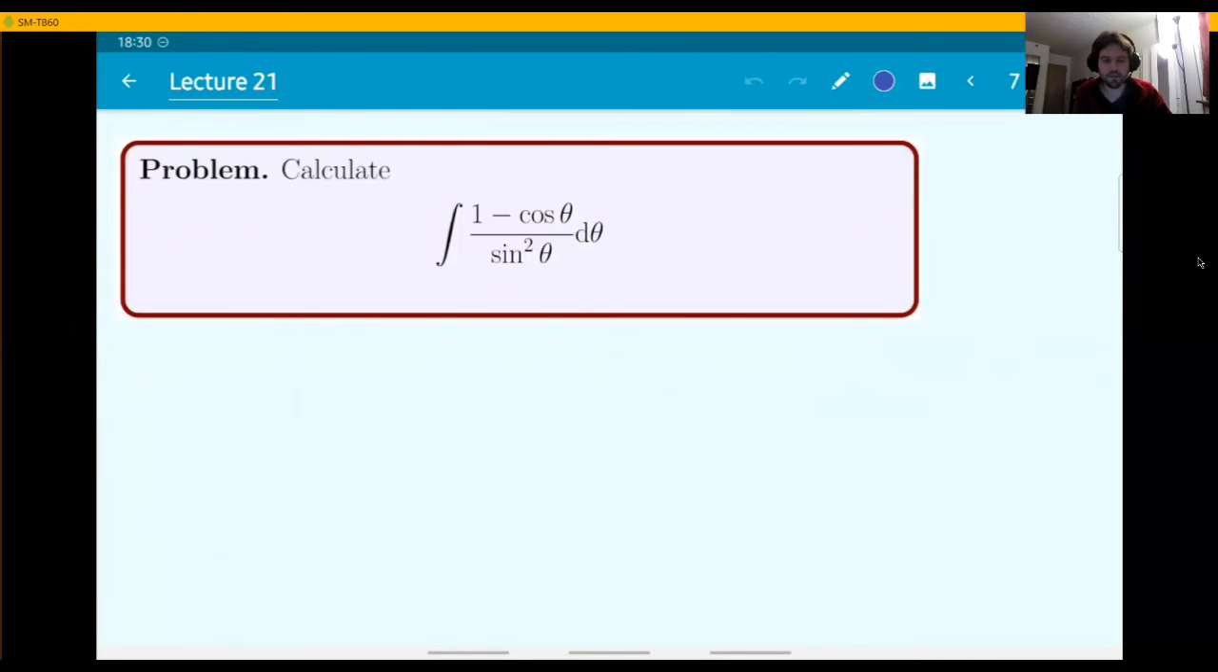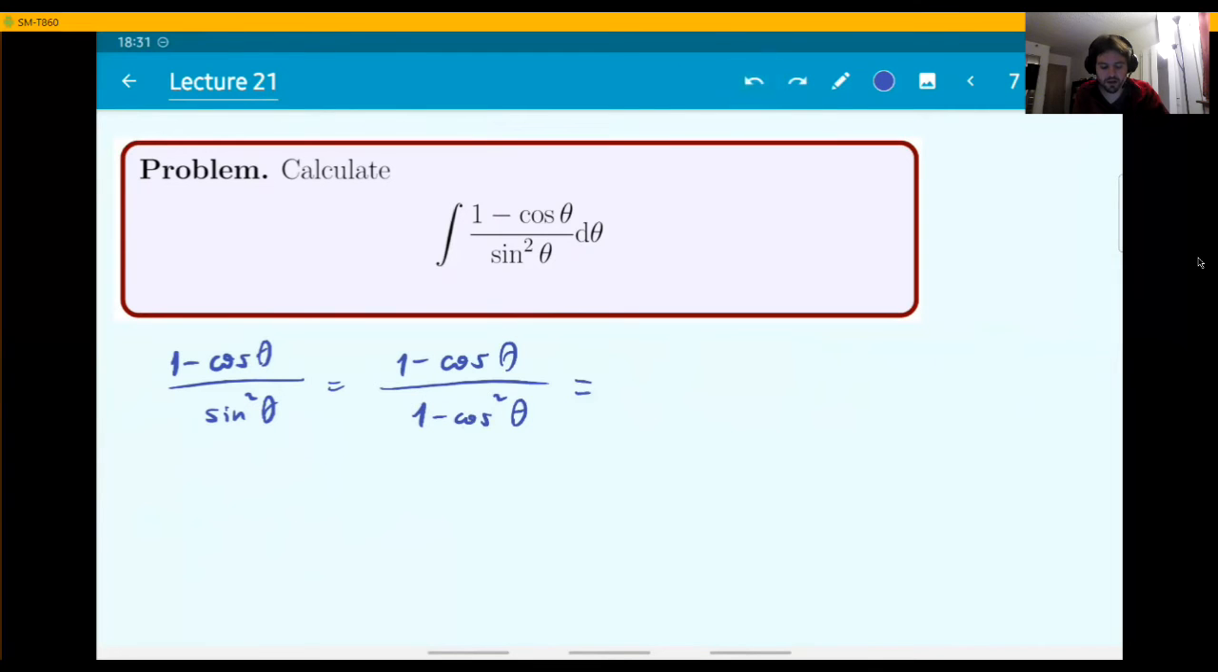Next problem. Here's one with trig functions. When you look at this, calculate this integral. What you might think to do is probably something like this. When you first look at this, maybe your practice with limits allows you to see this very quickly. Sine squared is 1 minus cosine squared. And if you then factor this term 1 minus cosine squared as 1 minus cosine times 1 plus cosine, it cancels with the numerator. So this function simplifies down to just this.